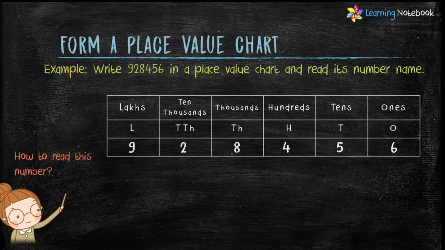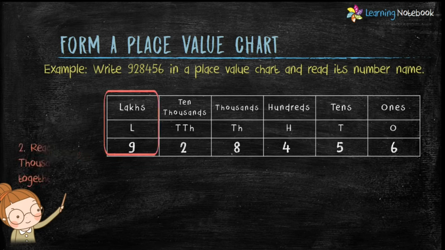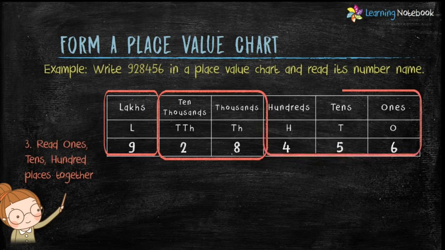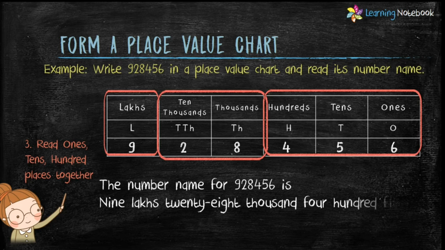Now, I will tell you how to read this number or how to write its number name. First read lakhs, then read thousands places together, and lastly read ones, tens, hundreds places together. So the number name for 928456 is nine lakh twenty-eight thousand four hundred fifty-six.